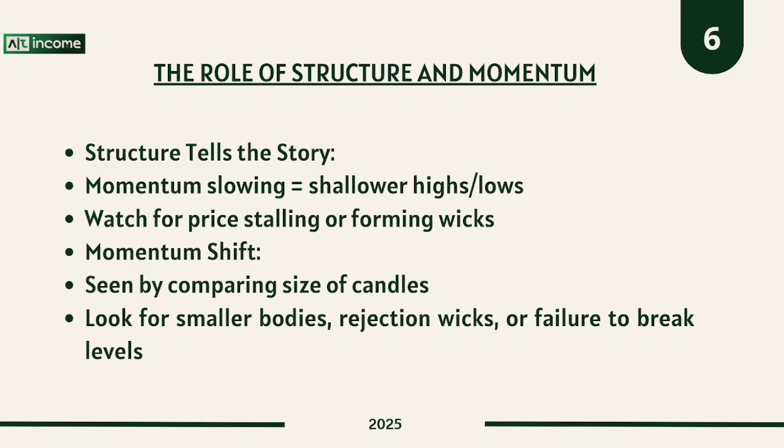Momentum is the next thing that gives us the shift in structure. Okay, watch for price stalling or forming wicks. I've said that earlier. You begin to see wicks, you begin to see small candlesticks in another area. It tells you that yes, there's weakness in that particular position, especially when it comes to the higher time frame, like I've said. Okay, seen by comparing the size of candlesticks. I've said that earlier too. The candlesticks will begin to reduce in body size. Look for smaller bodies, rejection wicks, or failure to break levels.